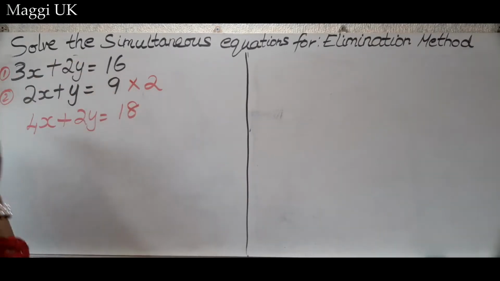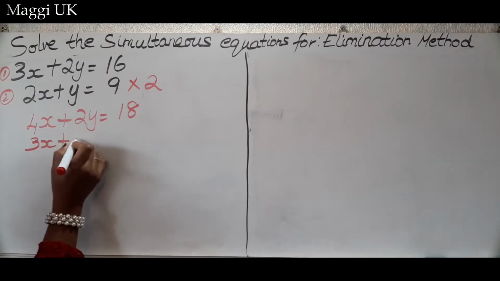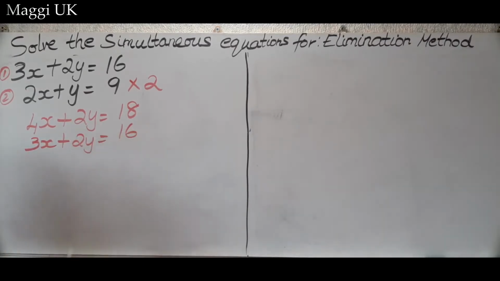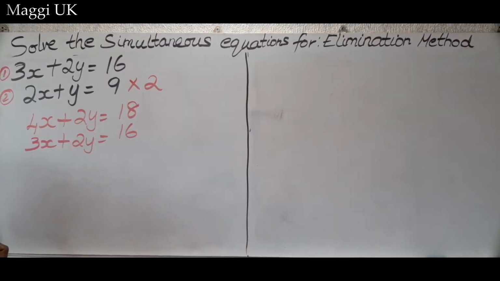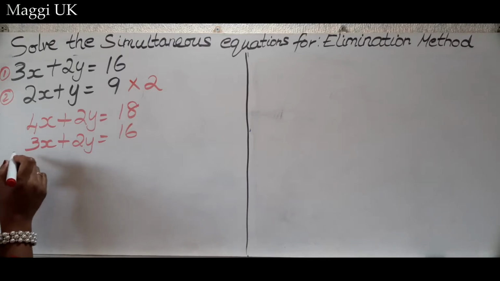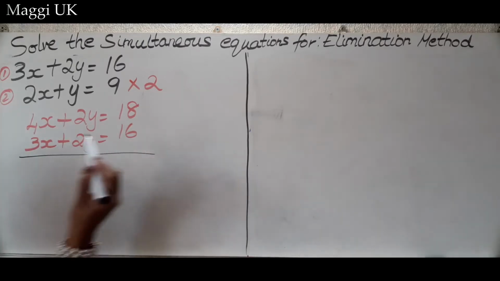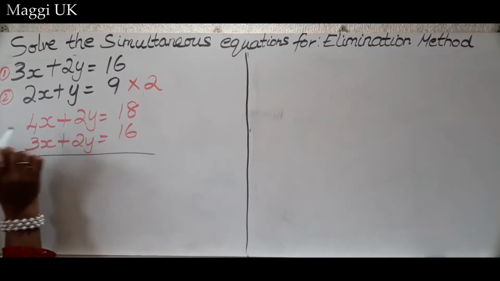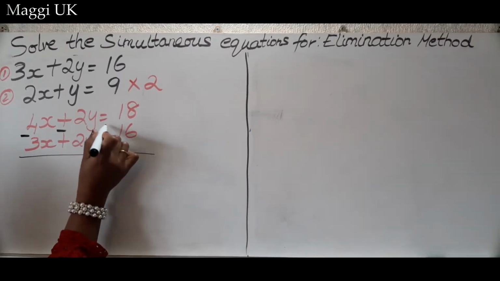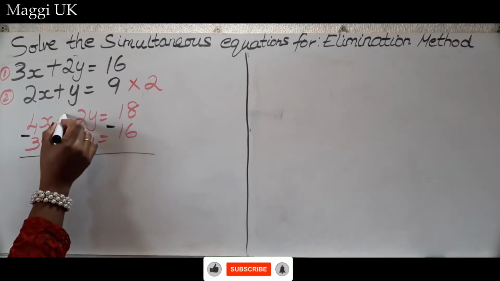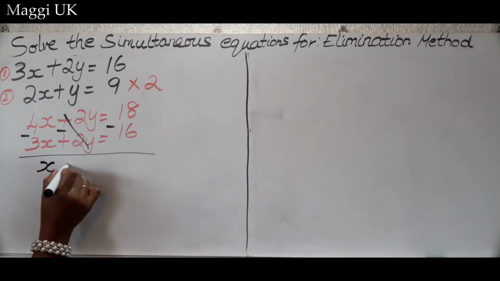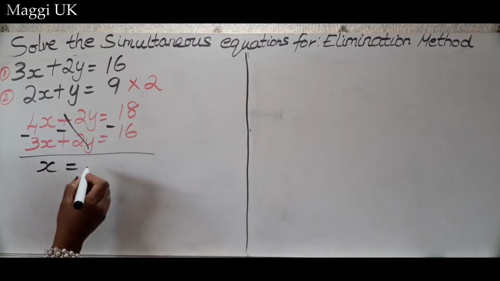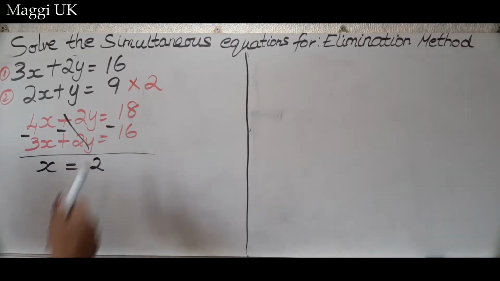Now we bring the next equation, which is 3x plus 2y equals 16. So now both have the same value for y. Because they both have a positive sign, we need one of them to have an alternate sign. I want to bring this as a negative number, so I'm going to change all of that one to a negative. So the y terms cancel, and 4 take away 3 is 1x, which is equal to x. And 18 take away 16 is 2, which is positive because the greater number has a positive sign.